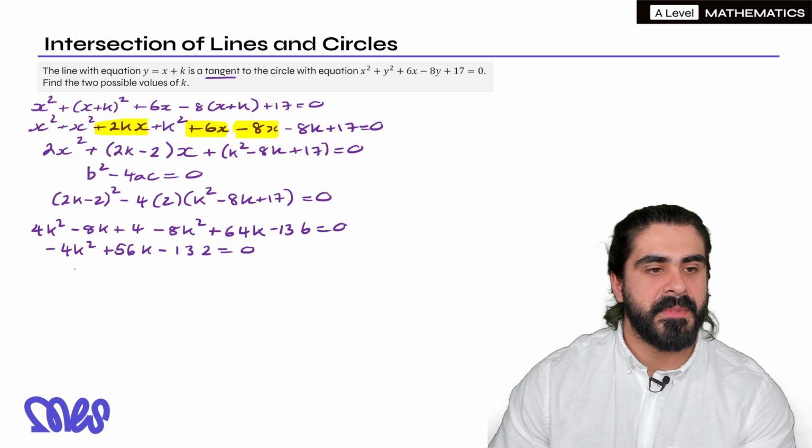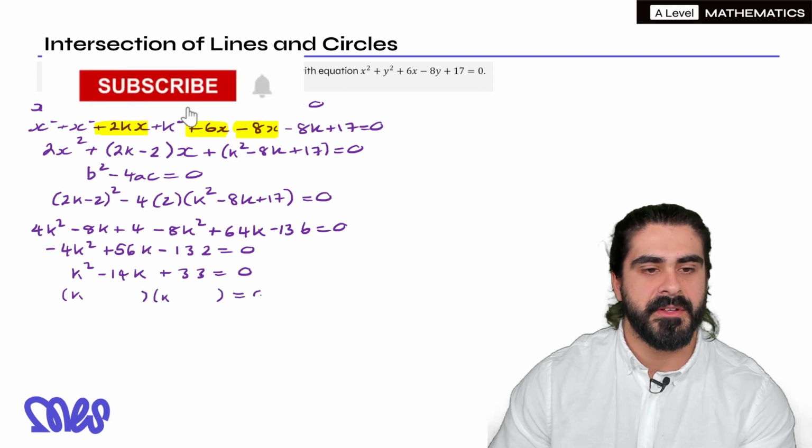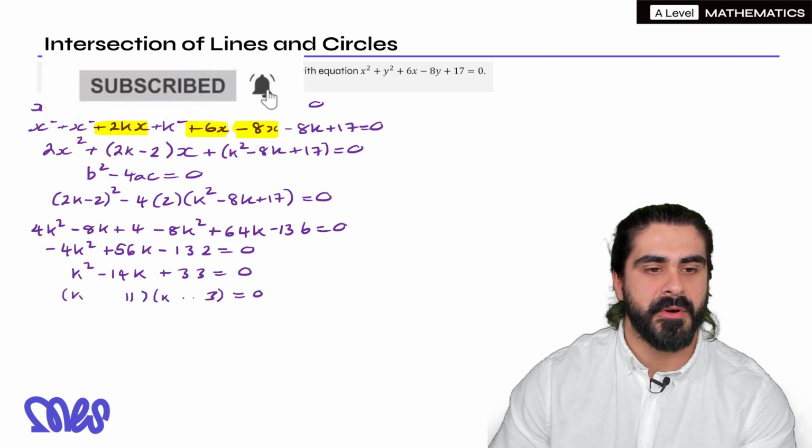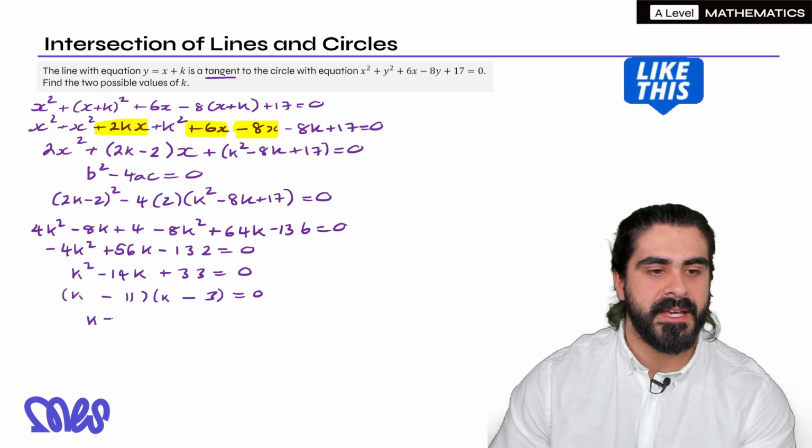Then we're going to divide everything by minus 4. We're going to get k squared minus 14k, then here we're going to get positive 33 is 0. We can factorize this. The numbers are going to be 11 and 3. They're both going to have to be negative. So we get k is 11 and k is 3 for us.